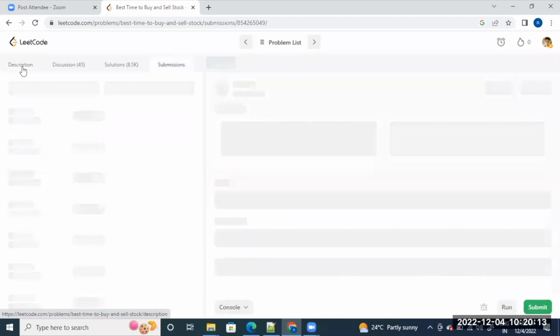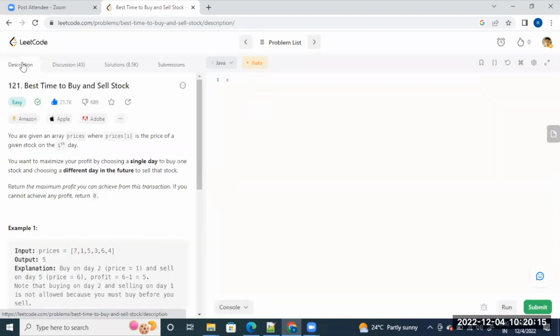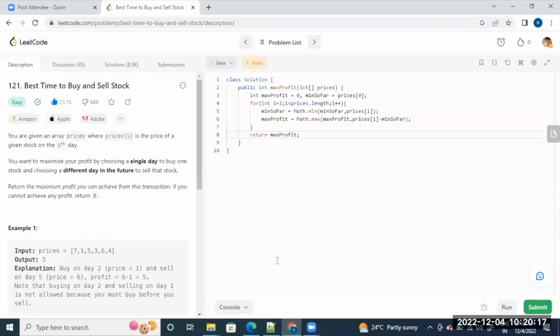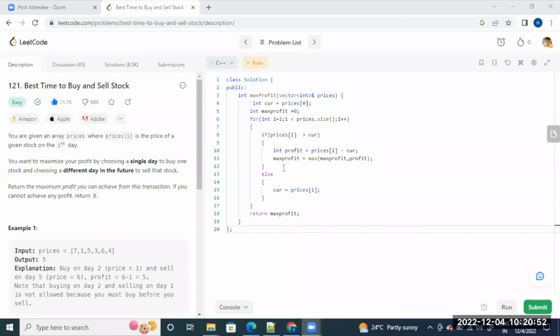So this is all about the first problem. Let me show the solution in C++ and Python also. All right, this is the solution in C++. What we are doing, we are again taking the current value as the prices of 0. So current value and the maximum. Bear with the naming conventions here in C++.